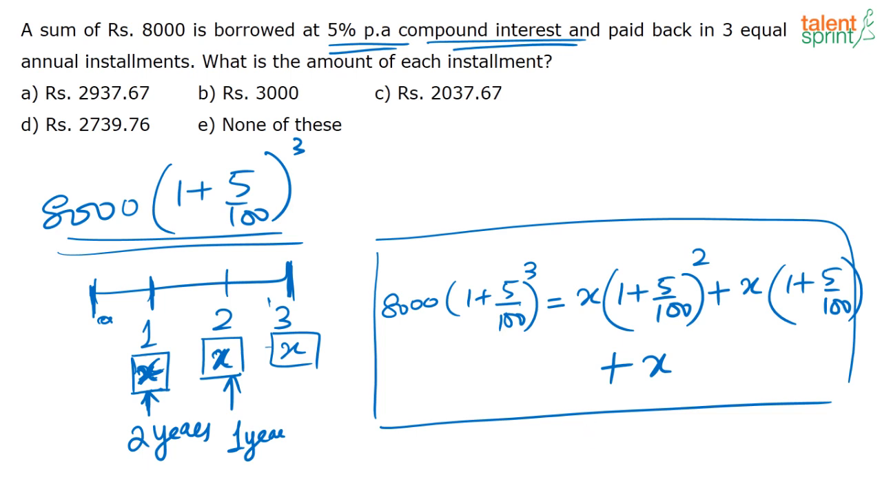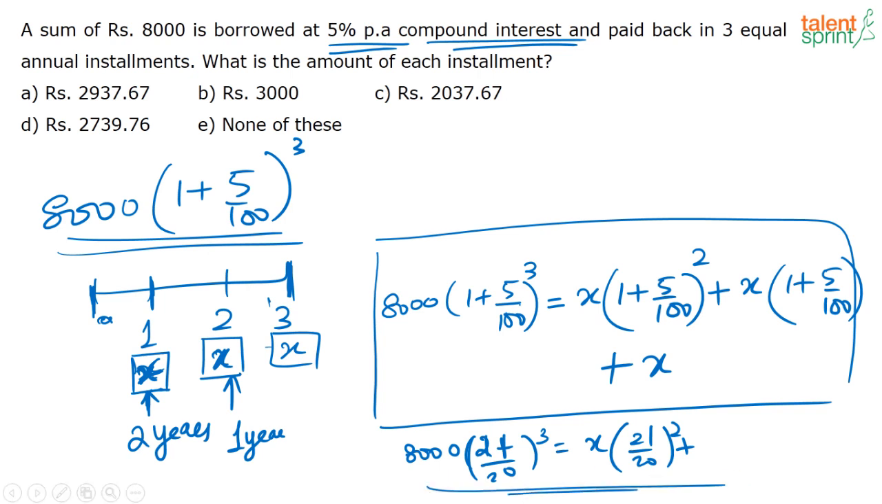Now here, one easy calculation. To ease the calculation, if you can take X outside here, and this 5 by 100 you can take as 1 by 20, okay. So you can write it as 8000 into 1 plus 1 by 20, right? So this will become 21 by 20. 8000 into 21 by 20 the whole cube is equal to X into 21 by 20 the whole squared plus, and so on. Okay.